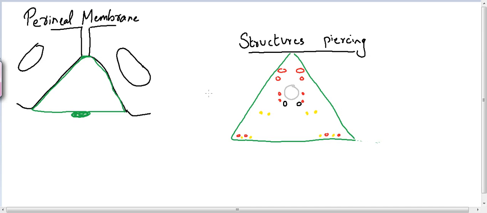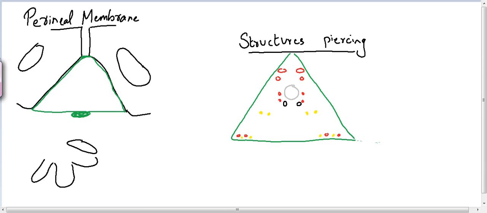So perineal membrane is a tough connective tissue found in the perineum. It is found in the junction between the superficial perineal pouch, which is here. This is the penis, scrotum, and this is the superficial perineal pouch. Okay, and this is a deep perineal pouch. Between the two pouches, there is one membrane.